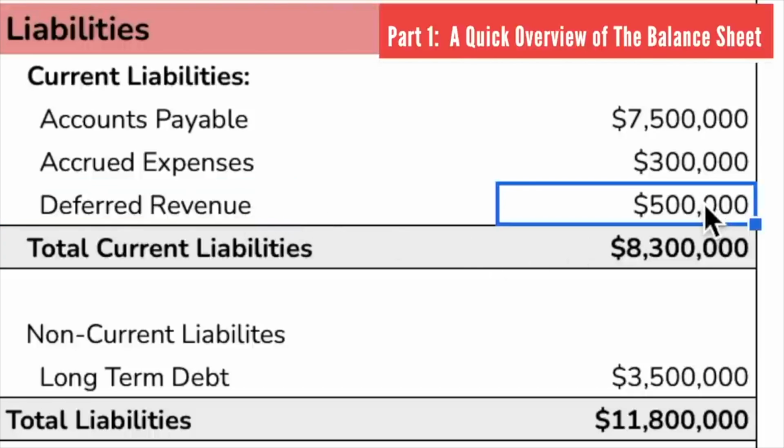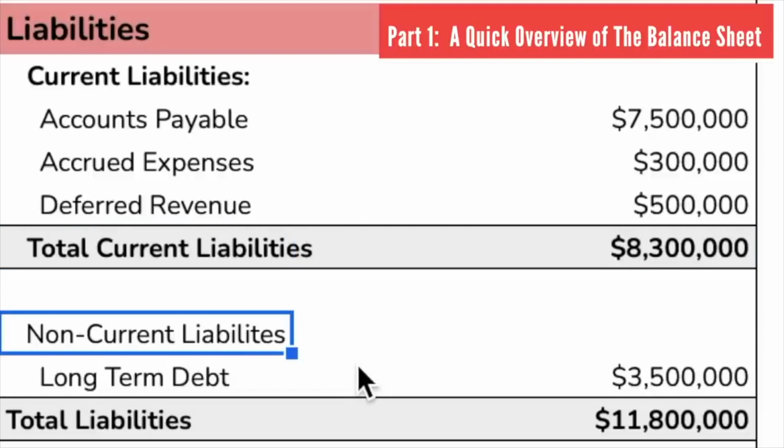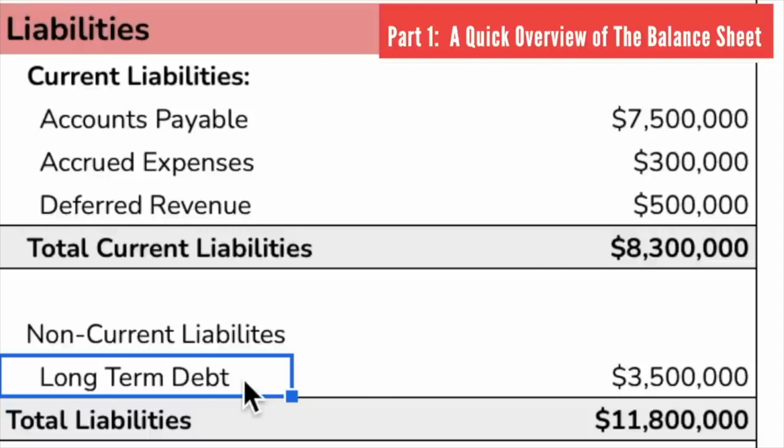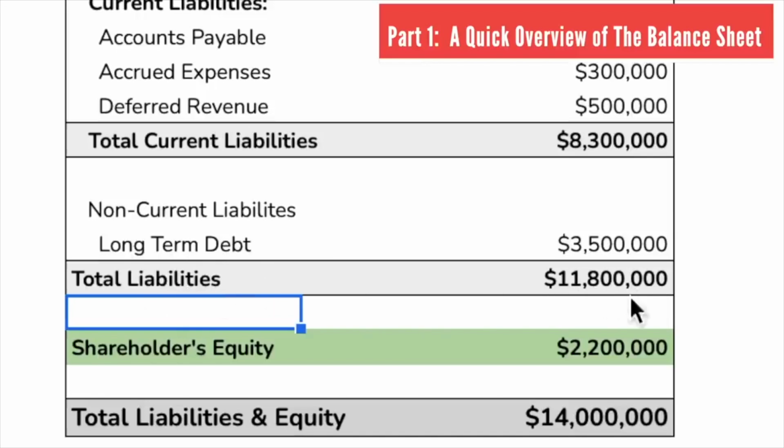And so $500,000 in this case is deferred revenue, and that will give us total current liabilities of $8.3 million. And then we'll jump over to non-current liabilities, and these are the liabilities that we don't expect to pay for the next 12 months. So here we have a long-term loan or long-term debt of $3.5 million. And that gives us total liabilities of $11.8 million.